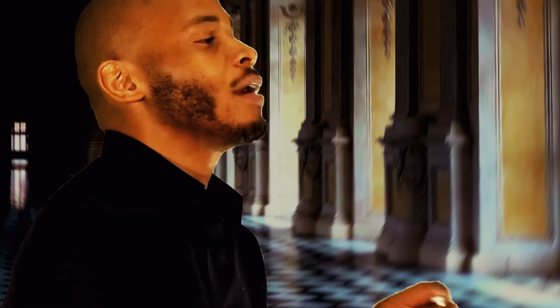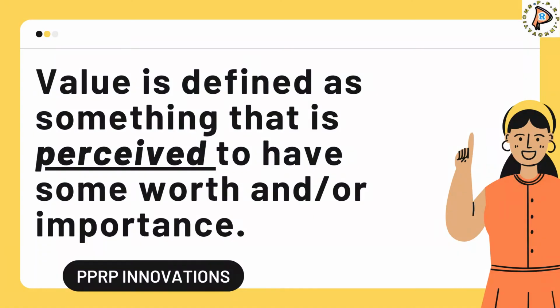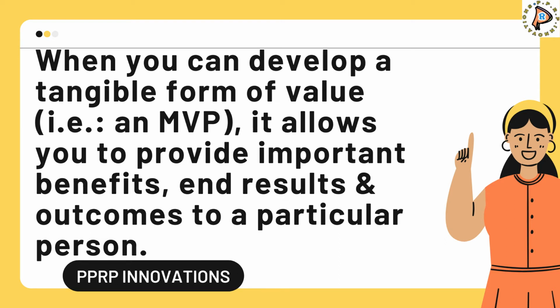So, how do we create value? Before we discuss that, we need to understand what value is. Value is defined as something that is perceived to have some worth or importance. When you develop a tangible form of value, like your minimum viable product, it allows you to provide important benefits, end results, and outcomes to a particular group of people.